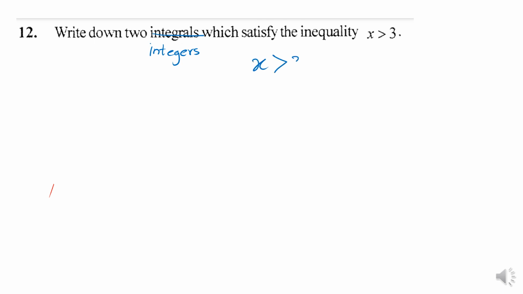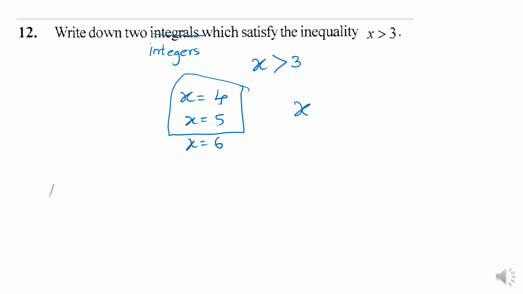If x is greater than 3, that means x can be equal to 4, x can be equal to 5, x can be equal to 6, and any number which is an integer, any integer that is greater than 3 will be the answer. So you need to give only two integers, and if you write two integers, you will get this marks. And you can write something like x is equal to 10. It is fine, right? Any number which is greater than 3, and that number must be an integer, because they ask integers.